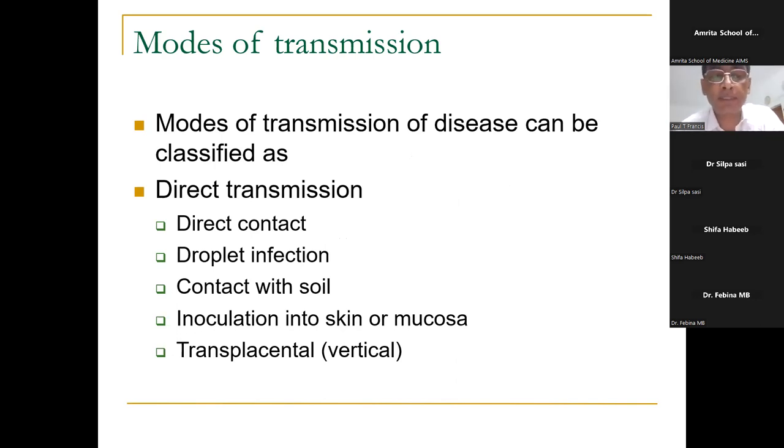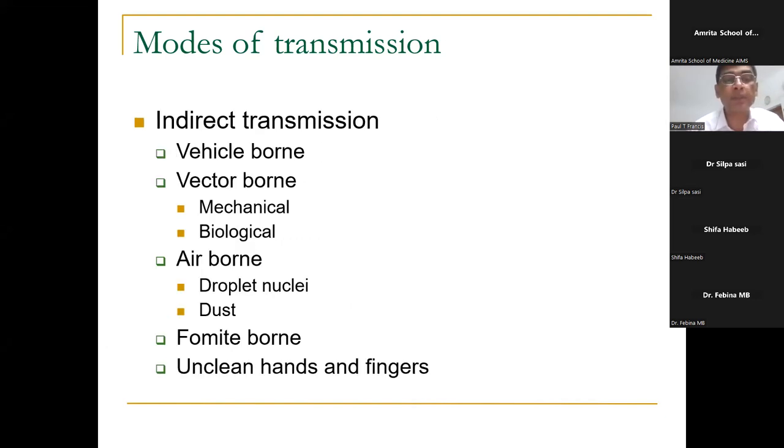It can be classified as direct transmission and indirect transmission. Under direct transmission: direct contact, droplet infection, contact with soil, inoculation into skin or mucosa, and vertical, transplacental transmission. Then you have the indirect transmission. It can be vehicle-borne, and you're not referring to the motor vehicle. You are talking about water or those inanimate objects. Then vector-borne, which can be mechanical or biological. Then it can be airborne: droplet, nuclei, or dust. Then fomite-borne, unclean hands and fingers. So these are the indirect modes of transmission.